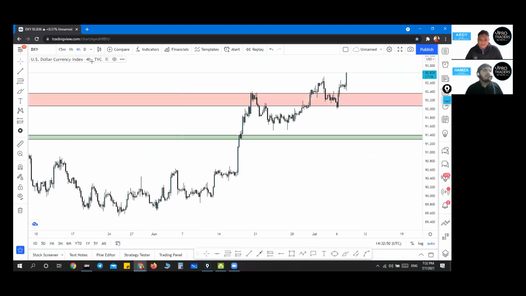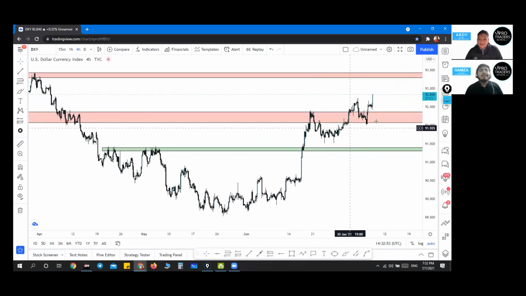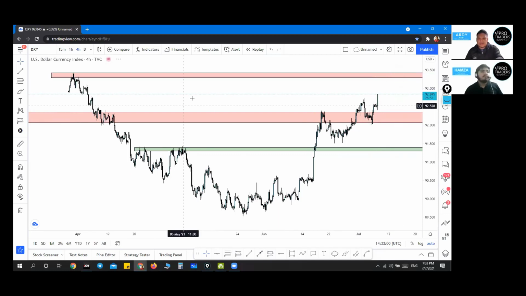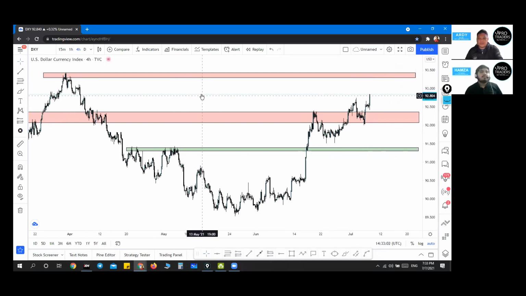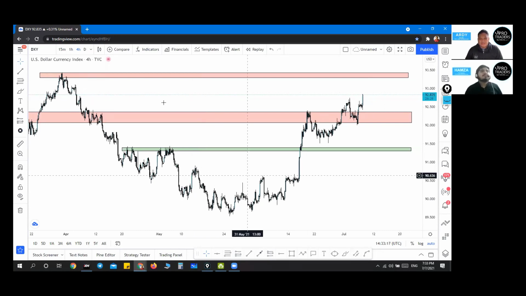So here we are. Broken up. I think it's going to go to this area. Correct. If it goes to that area, Hamza, your Aussie dollar is going to fall all the way beyond the last low. And I'm probably going to make money off of this move. Don't forget to treat me, okay?